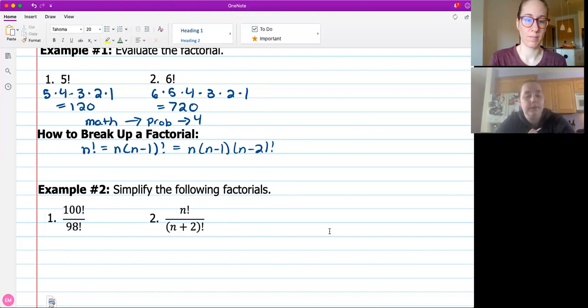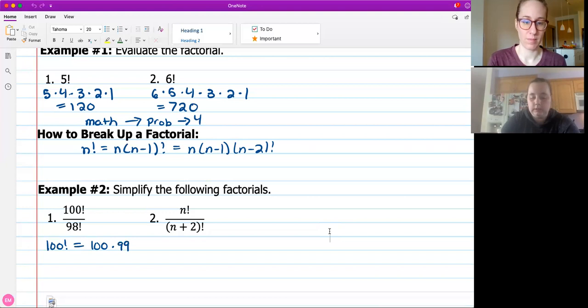So the top one is bigger than the bottom one. So we're going to expand the top one and then see what we can do from there. So let's expand the top one. If we have 100 factorial, we can expand that to be 100 times 99. So remember n minus 1. So 100 would be n, 99 would be n minus 1.